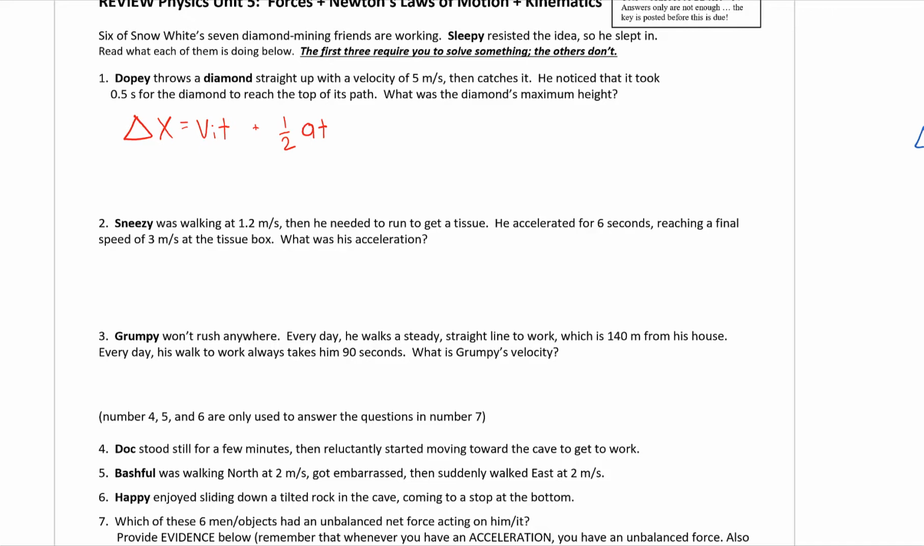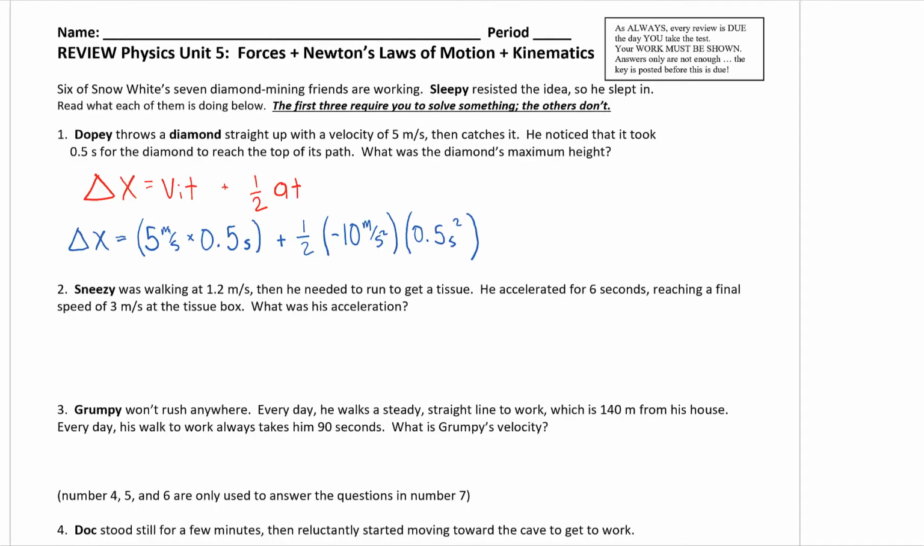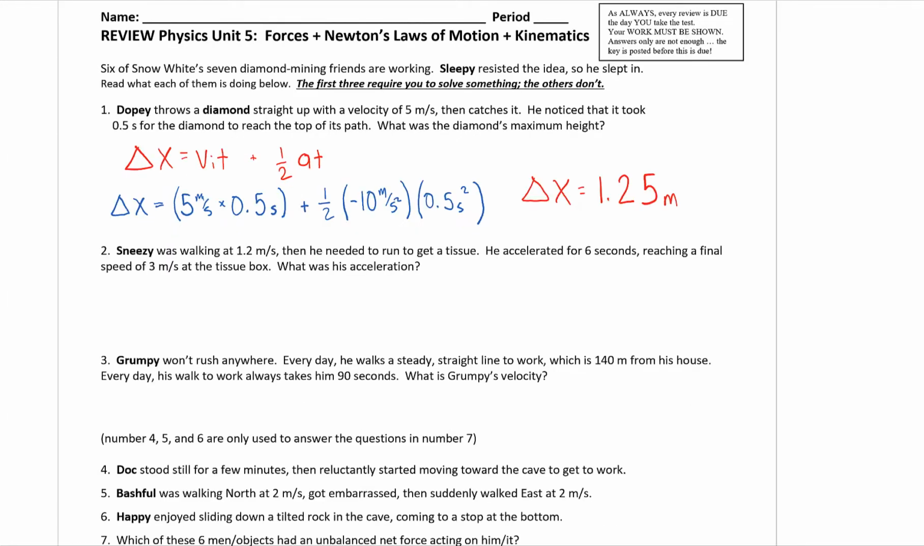So when you plug the numbers in, what you get is, alright, the delta x equals vi t, so that's 5 times a half, plus 1/2 times a times t squared, which is 1/2 times negative 10 times 0.5 squared. So you plug in all those numbers, and what comes out of the calculator is that delta x, or the displacement, is 1.25 meters.